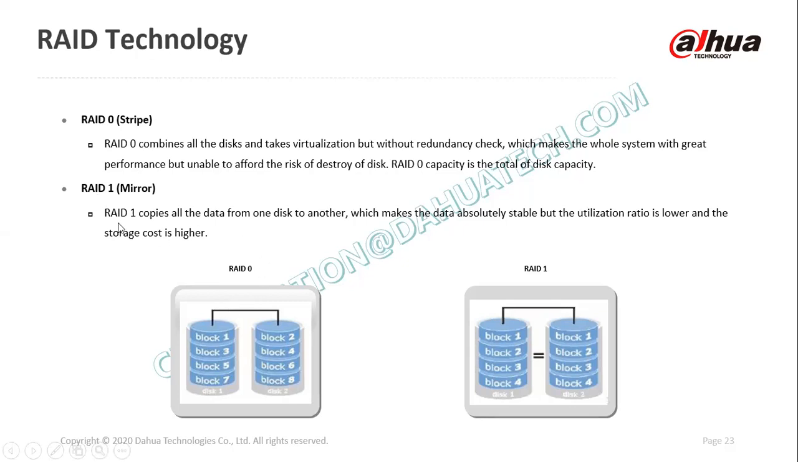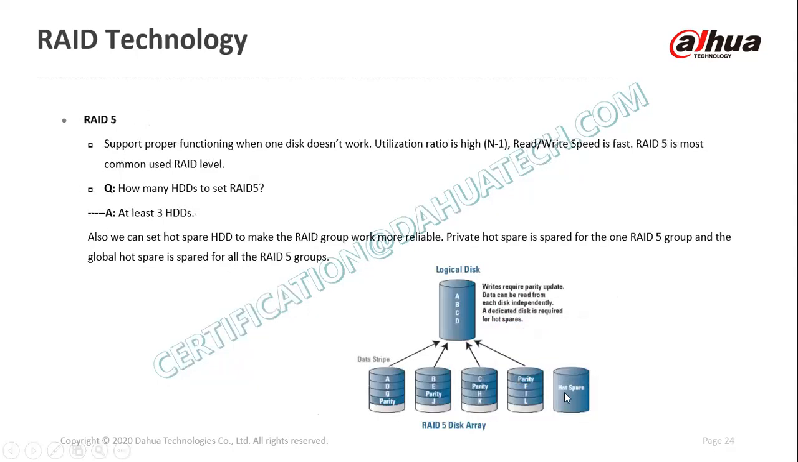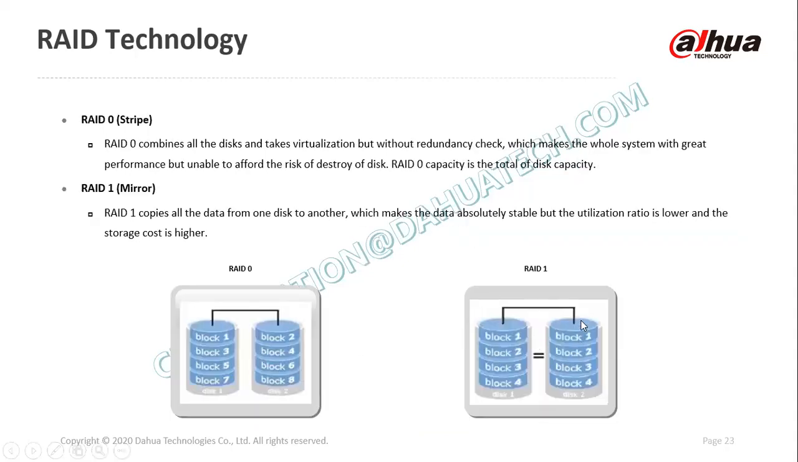While RAID 1 copies all the data from one disk to another. So if you have, let's say again, 8 disks, it copies the information in block 1 to block 1. It just copies each block in the HDD. So I think from this information you can predict the utilization and the requirement for different types of disks.